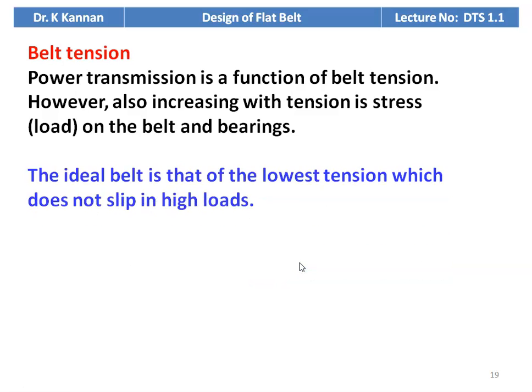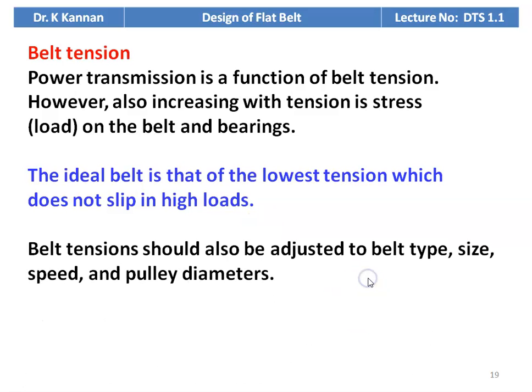The ideal belt is that of the lowest tension which does not slip at a high load. This is the condition required. The ideal belt design condition should have the lowest tension which does not slip. At the same time, when you have the lowest tension, it should not slip, particularly when operating at a higher load or the maximum load for which the belt is designed.